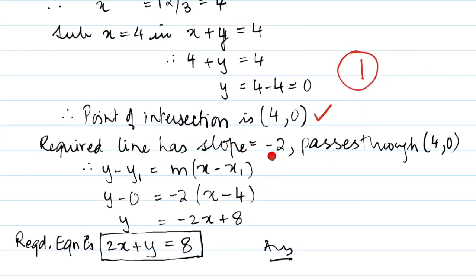Now the required line, we already found out its slope and we know that it is passing through 4, 0. So we use slope point form, which is y minus y1 is equal to m into x minus x1. So y minus this 0 is equal to minus 2 into bracket x minus this 4. Now y is equal to minus 2x and this multiplies plus 8. Keep x positive, so 2x plus y equal to 8. Or you could write it as 2x plus y minus 8 equal to 0. And that is our third mark.